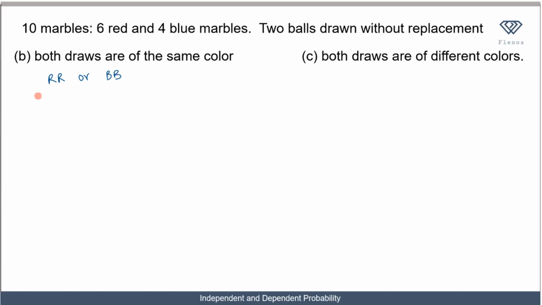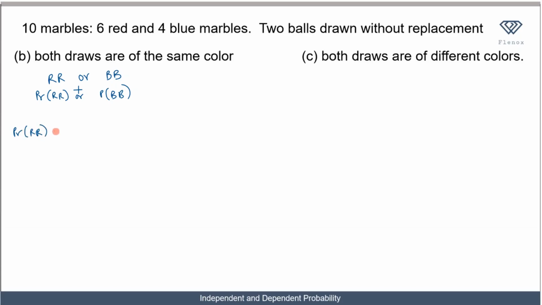So what does it mean? It means I have to calculate the probability of having 2 red balls or the probability of having 2 blue balls. And from our addition law, when we have "or", it means I have to add these 2 probabilities together. So let me start out by figuring out the probability of having 2 red balls without replacement.